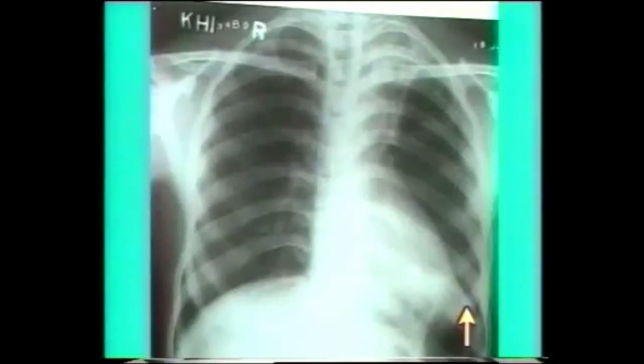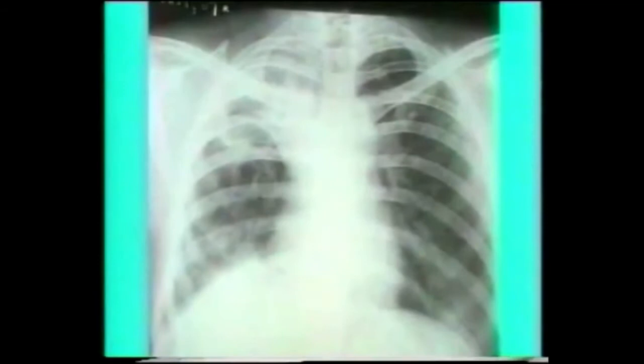In this X-ray, there is left upper zone fibrosis. The trachea is central, but note that the left diaphragm is pulled up. Normally, the left diaphragm should be at a lower level than the right. So, either the mediastinum or the diaphragm or both may get pulled towards the fibrotic lung.